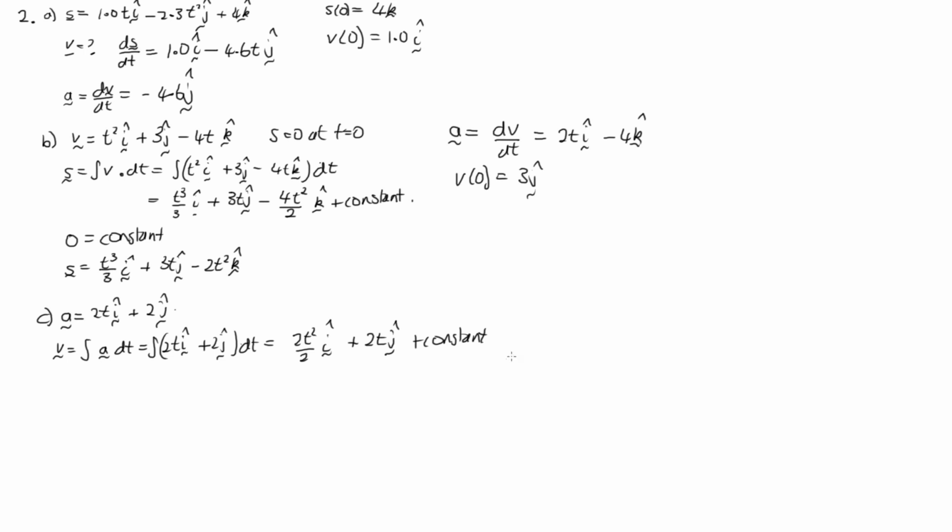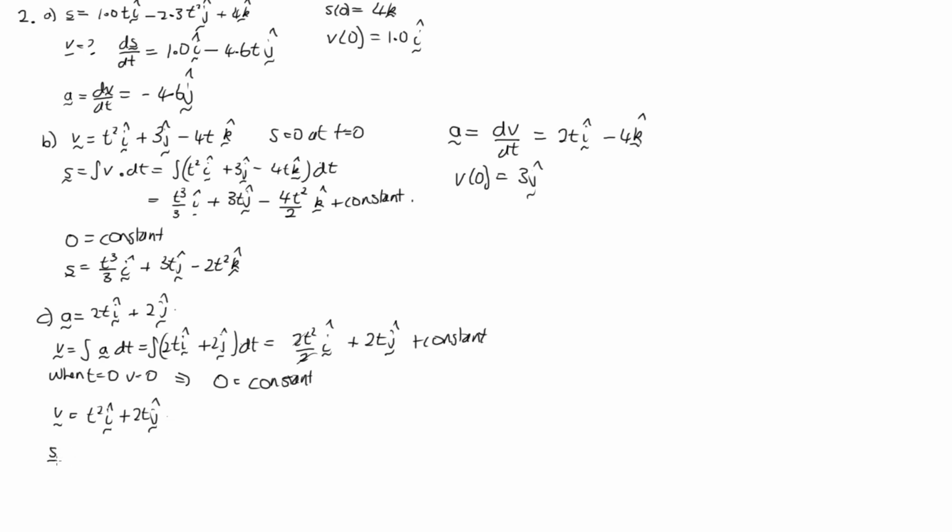So we're told that when t equals 0, v equals 0. And so we can substitute in here. We've got 0 is equal to, putting in t equals 0, in the i direction it's 0, in the j direction it's 0, so that's equal to our constant. So once again, we've just got a constant equal to 0. So this tells us that our velocity, we can simplify this a bit, these 2's will cancel out. We've got t squared i plus 2tj.